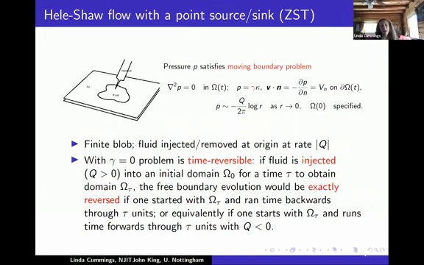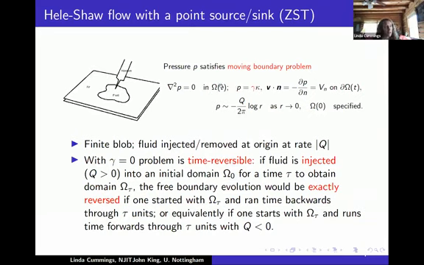So I'll be thinking about Hele-Shaw flow. This is the experiment that actually leads to the problem I'm going to talk about. So if you take a Hele-Shaw cell with a finite blob of viscous fluid within it, so here's the experimental setup, here's the viscous fluid, air outside here, then this is the moving boundary problem that the pressure in that cell satisfies.